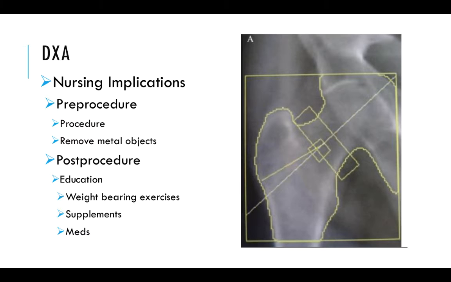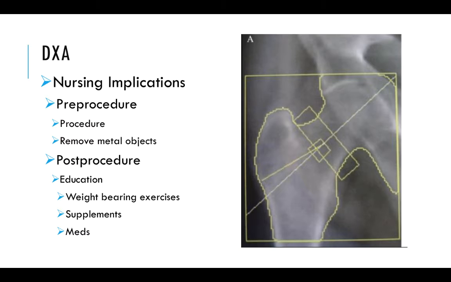Okay, post-procedure. Now here's where we can really look at the different levels of prevention. So DEXA screening or DEXA scanning is a secondary prevention. We're screening to see if there's a problem. That is secondary prevention because it's not going to prevent the problem from occurring. We're just screening to see if there is a problem. That's what a DEXA scan does.